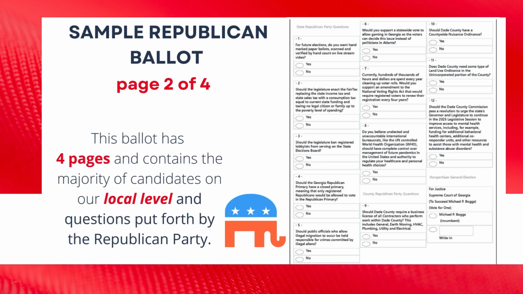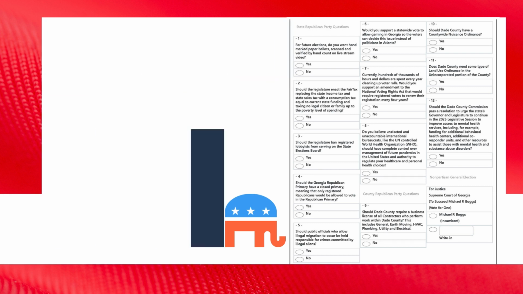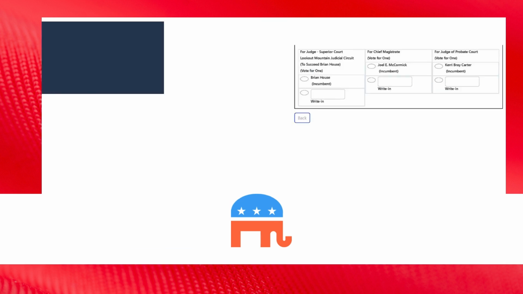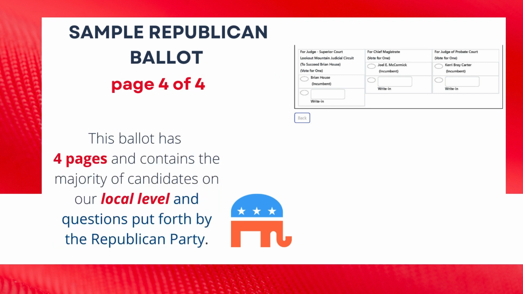Page 2 of the Republican Party ballot is comprised mostly of state Republican Party questions. It looks as though there are a dozen of those this year, so to see those in further detail, visit our website at dadecounty-ga.gov. Pages 3 and 4 of the Republican ballot cover justices and judges for both local and state.